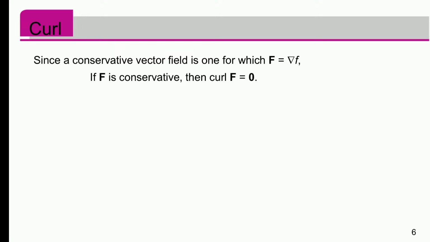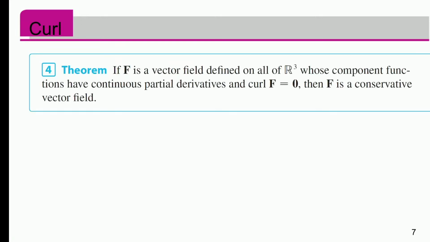which is helpful. So there's at least 1 or 2 problems on the homework which ask you if a particular vector field is conservative, you would just compute the curl. And if it's 0, then you're all set.